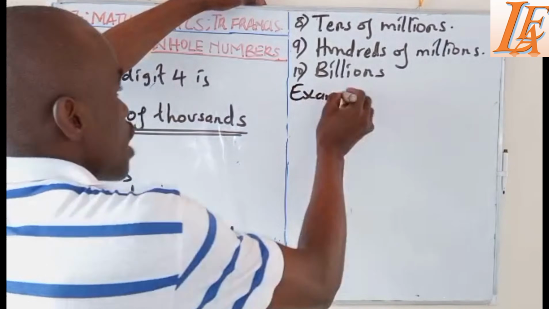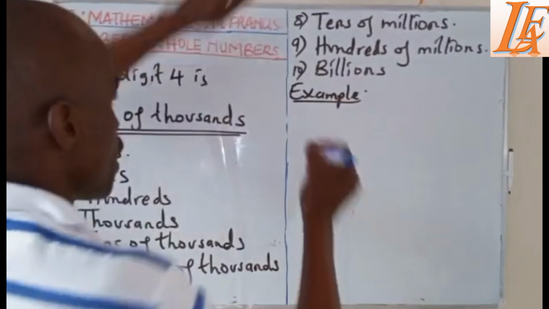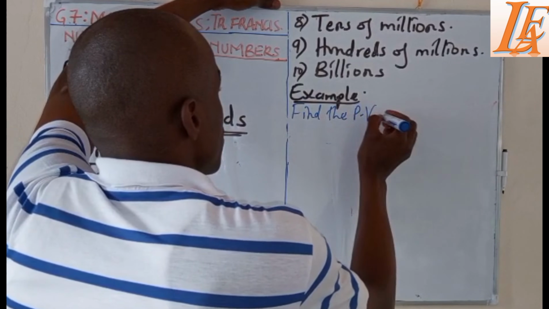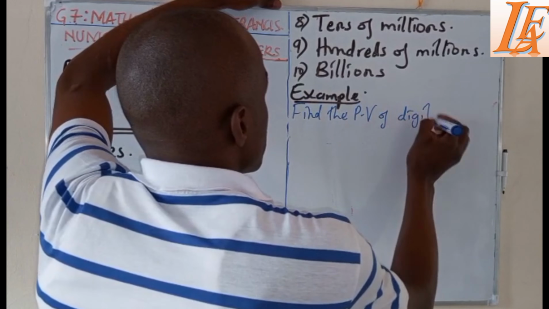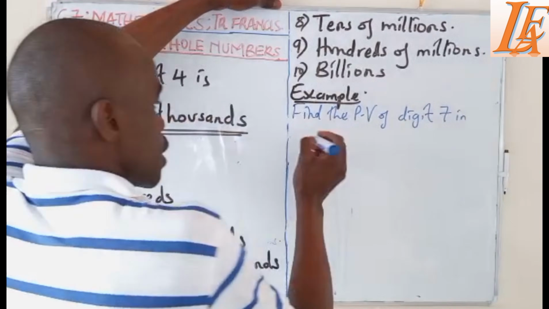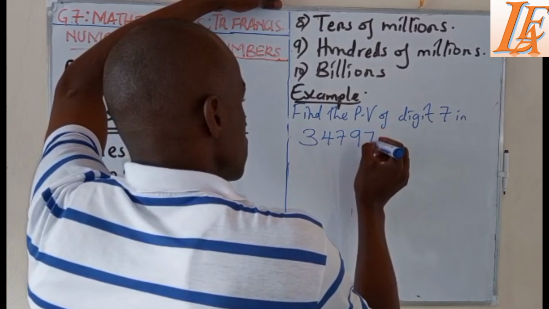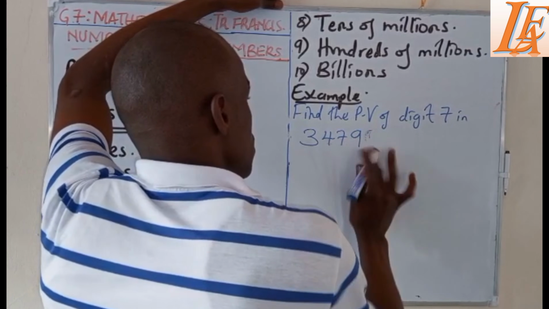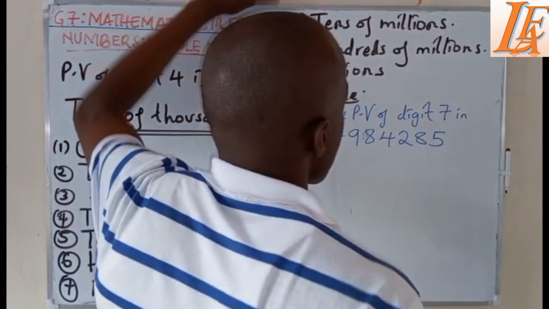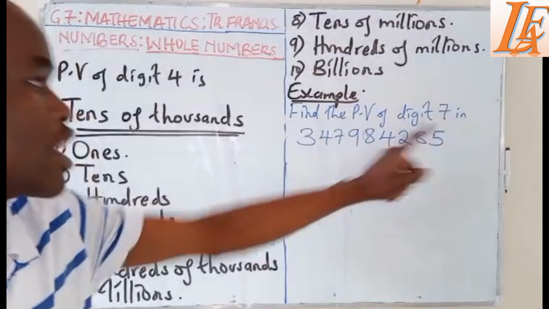Let us look at an example. Find the place value of digit 7 in the number 347,984,285. So that is the number given. We are told to find the place value of digit 7 in this number.